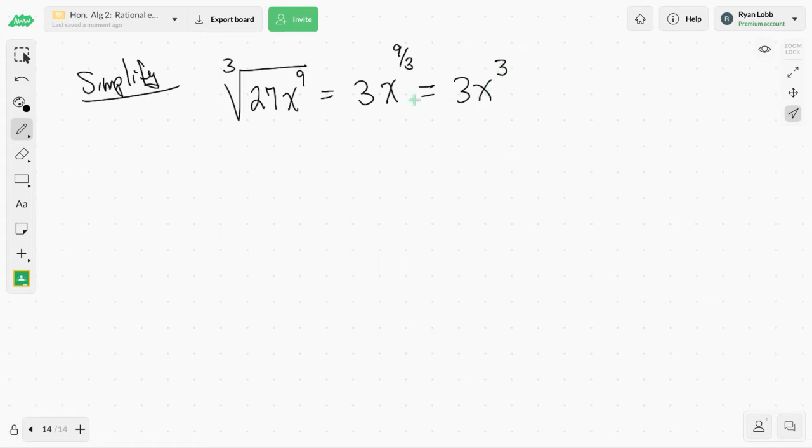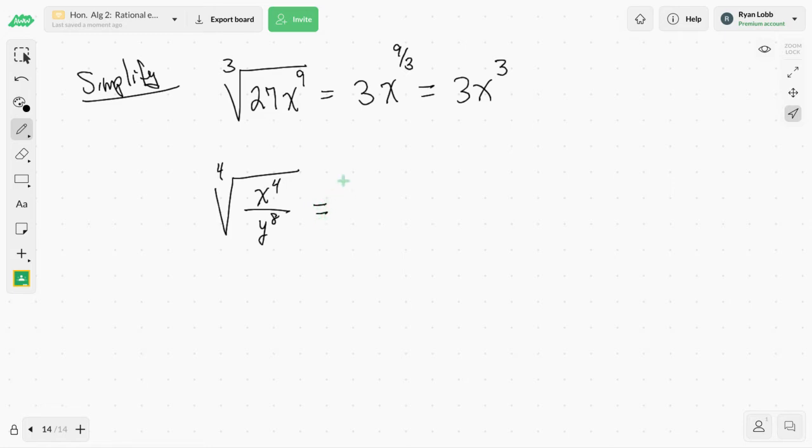We have an odd root, so we don't need any absolute values. Okay, so we have that one. If we had something, let's go with the fourth root of x to the fourth over y to the eighth, like that.